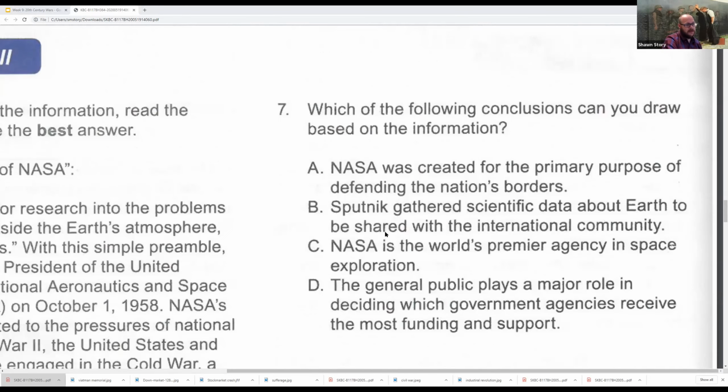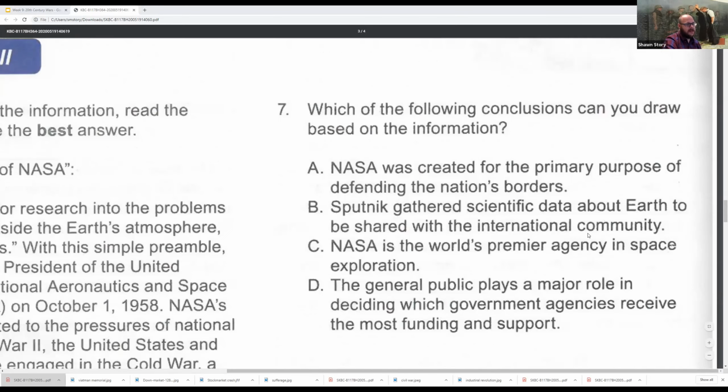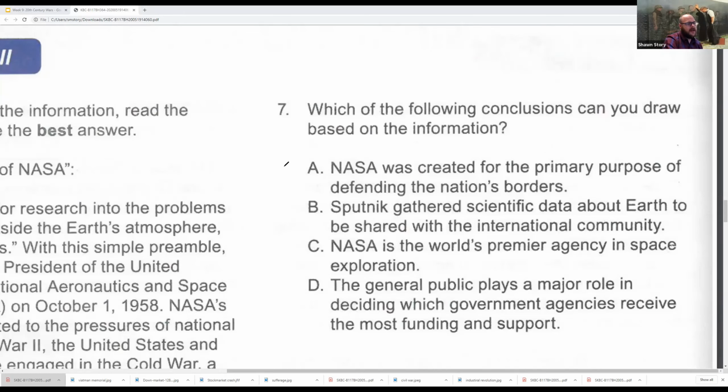All right, looking at these questions, let's see if there's any we can eliminate as definitely not a correct answer. The first one that I see is A, the nation's borders. They were looking at space travel, which has nothing to do with the land borders of the countries. So A is definitely not. Then we have C, NASA is the world's premier agency in space exploration. Was it the first agency? No. Our article said otherwise.